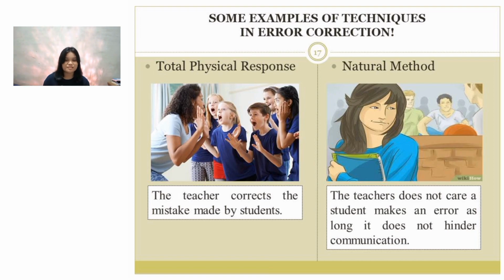And then natural method. So what is natural method? The teacher does not care if a student makes an error as long as it does not hinder communication. So in this part, maybe I'm going to teach my student like this, because in natural method you do not criticize your students, and also do not try to correct their mistakes. You're just going to teach them, and if there is any mistake, you say, okay, you made a mistake, you need to correct it, then we're going to learn again.